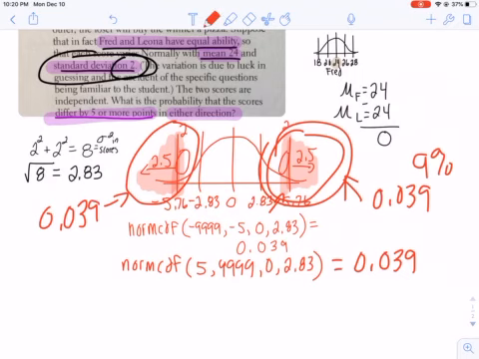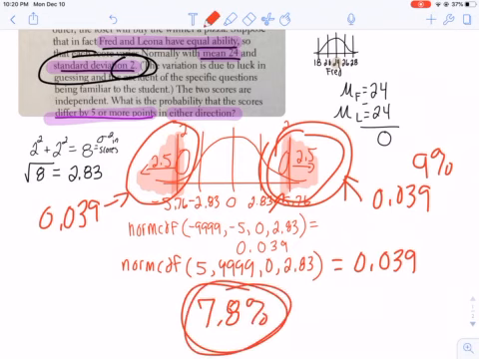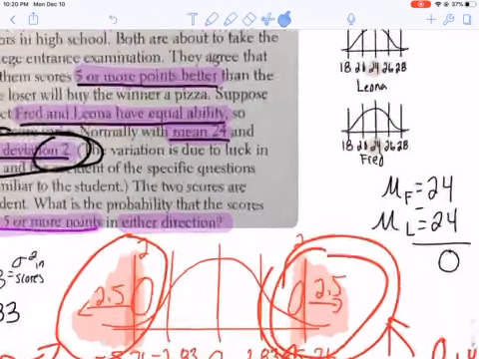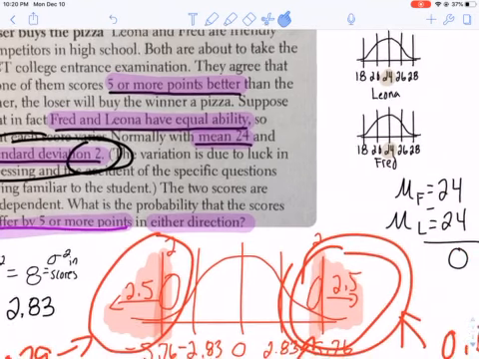Add them together, and I get 7.8%. Pretty darn close to that 9% guess I made here. So that's where this visual can come in handy. Because if I got an answer like 50% or 80%, then I would have known I did something wrong with my calculations. So the probability that their scores are going to differ by 5 or more points is going to be 7.8%.